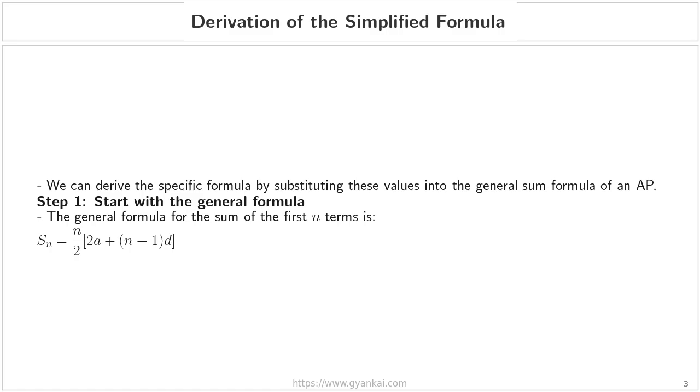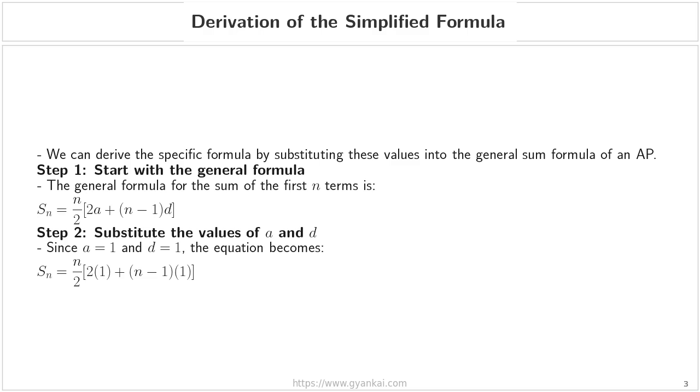First, we start with our foundation, the general formula for the sum of the first n terms. This is written as S sub n equals n divided by 2 multiplied by the quantity 2a plus the quantity n minus 1 times d. Next, we perform the substitution. Remember from the previous slide that for our specific sequence of natural numbers, our first term, a, is 1, and our common difference, d, is also 1. So we replace a and d in our equation.